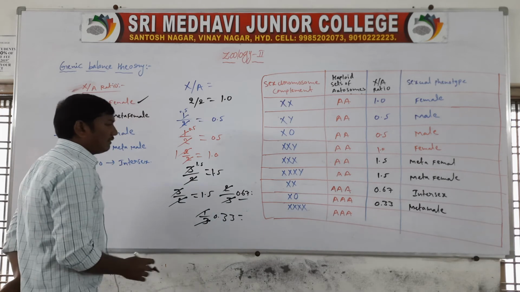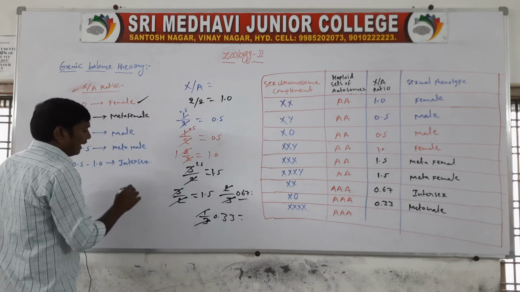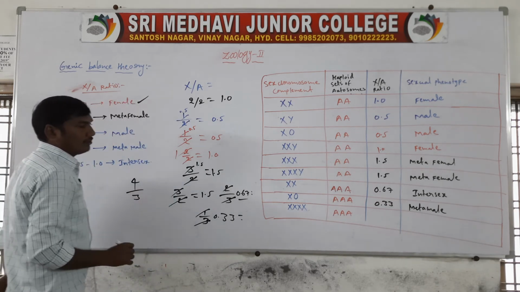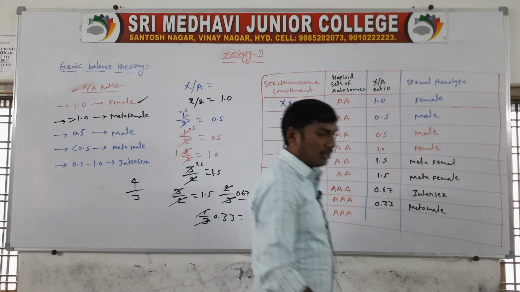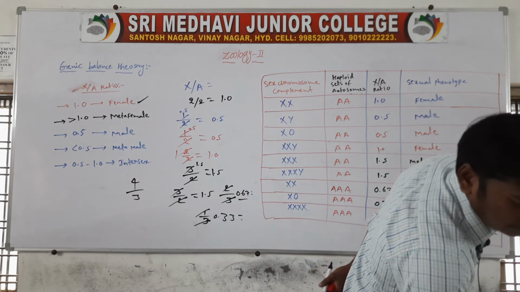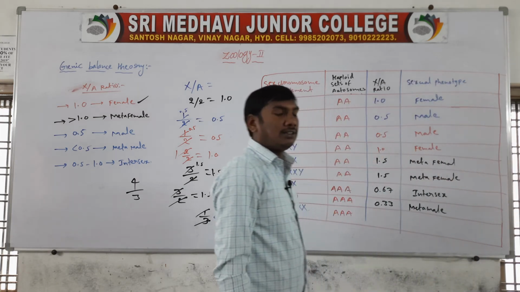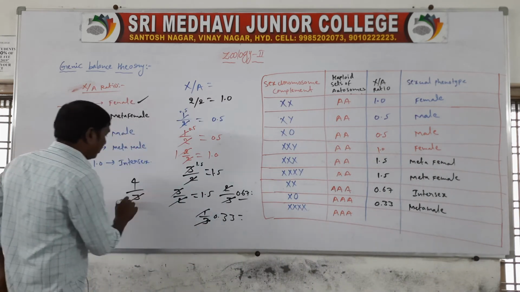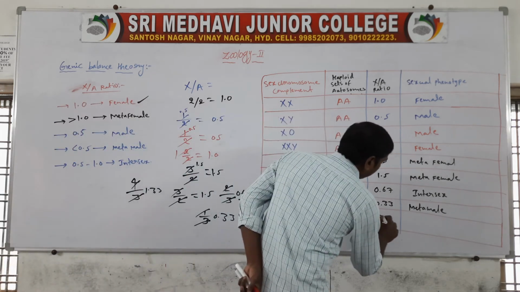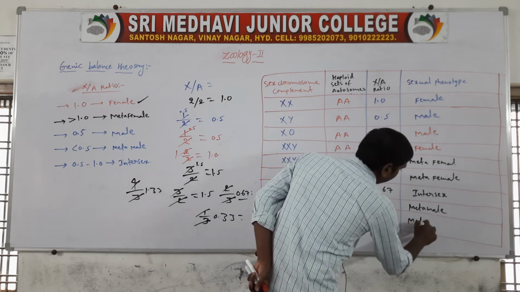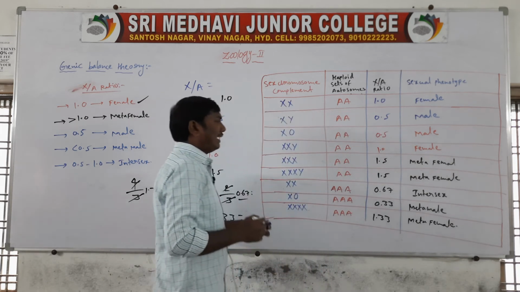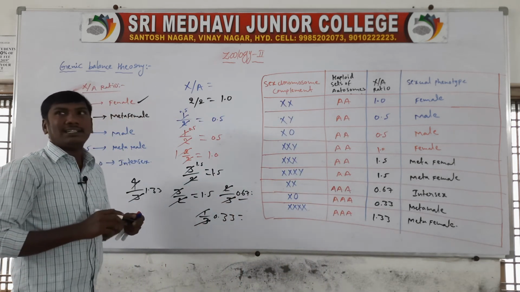Next one, last one, number of X chromosomes 4, number of autosomes 3. So the ratio is 1.33, and they are called meta female.